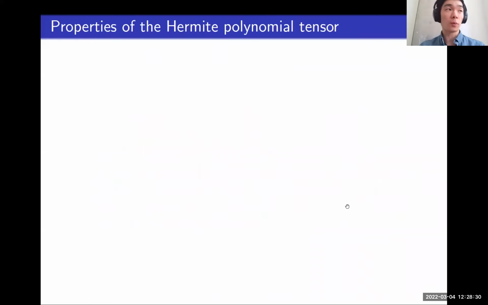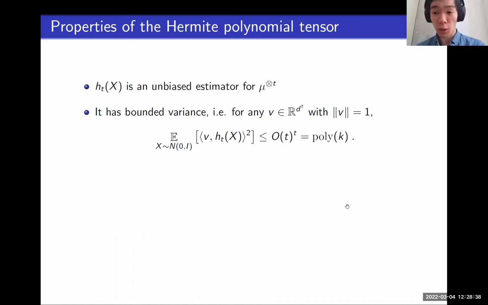Now, we know that the Hermite polynomials are an unbiased estimator for mu to the t, but furthermore, they have additional nice properties, which is that their variance is bounded in any direction. I'm going to be a little bit sloppy with notation. I have tensors that are d to the t tensors, and I also have vectors that are flattenings of d to the t dimensional tensors, and I'll use those interchangeably here.